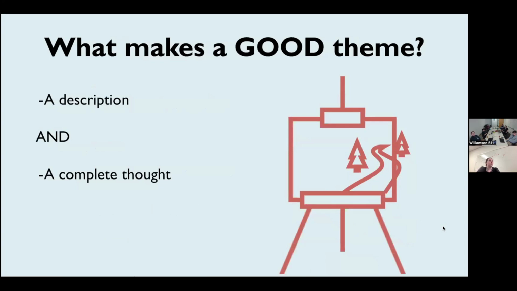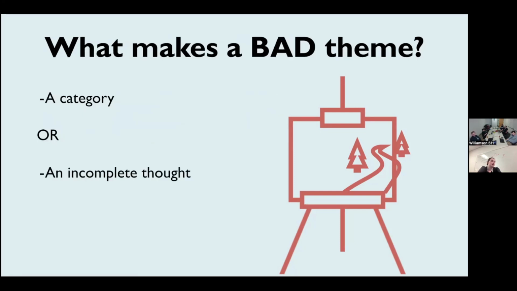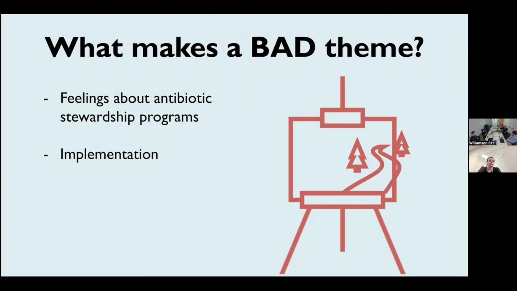What makes a good theme? This will sound familiar: a description and a complete thought. Implementing antibiotic stewardship programs is facilitated by strong institutional support. Great, full sentence, complete thought, good theme. A bad theme is a category or an incomplete thought. Have you ever read a qualitative paper and they say the themes are antibiotic stewardship and institutional support? And then you think, what does that mean? You have to complete the thought in order for your readers to know what you're talking about.